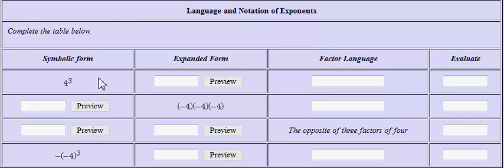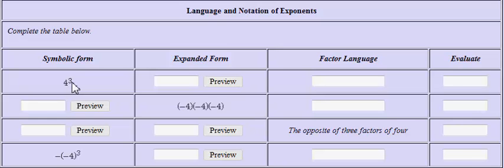In this problem we have 4 different questions, and for each question we are to fill in 3 answer boxes. So for example, in the first problem we're given the symbolic form of the problem. This is read 4 raised to the third power, or sometimes this is called 4 cubed. And what it means is you have 3 factors of 4. The fact that the exponent is a 3 means that you have 3 factors.